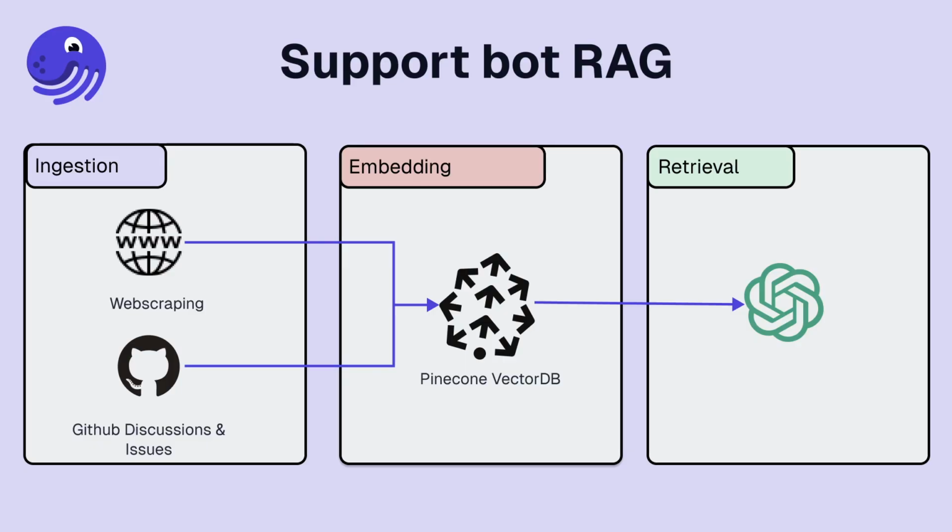The architecture is pretty straightforward. We'll scrape the documentation site along with the issues and discussions on our main GitHub repo. We will embed all that text in a Pinecone database. We will retrieve that text using OpenAI to get our answers. The completed project is in the description, but let's build it step by step right now.